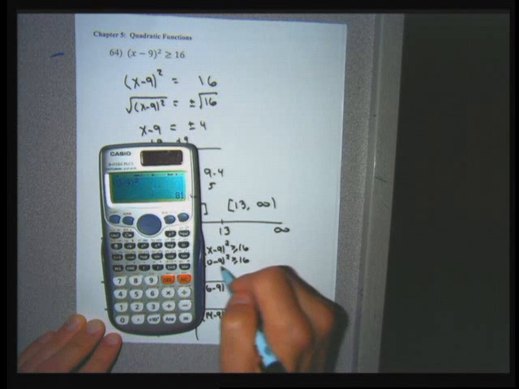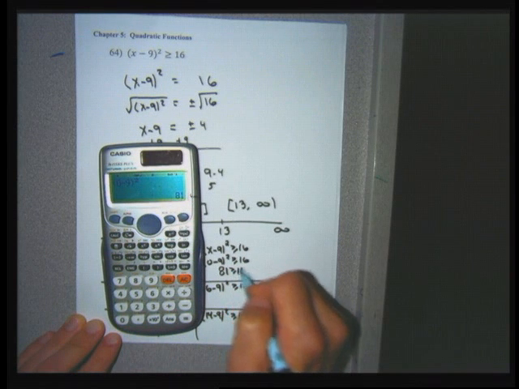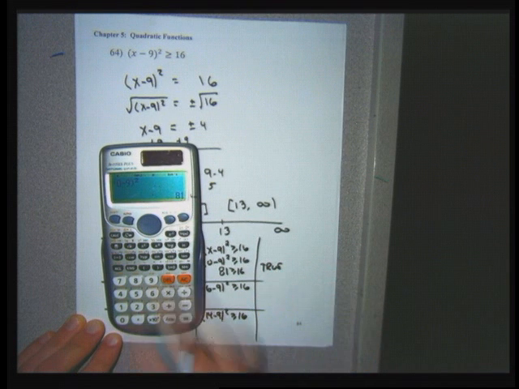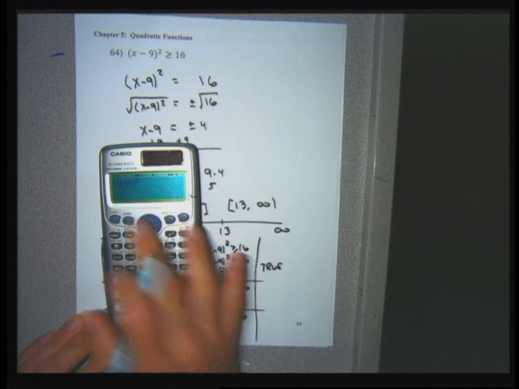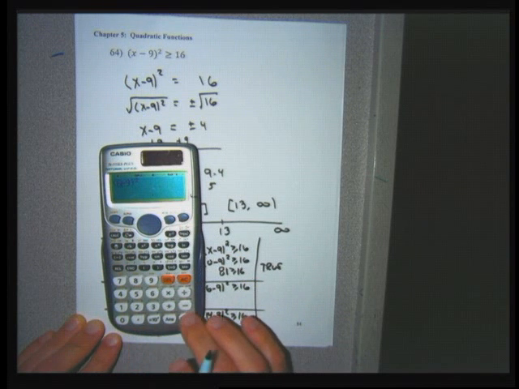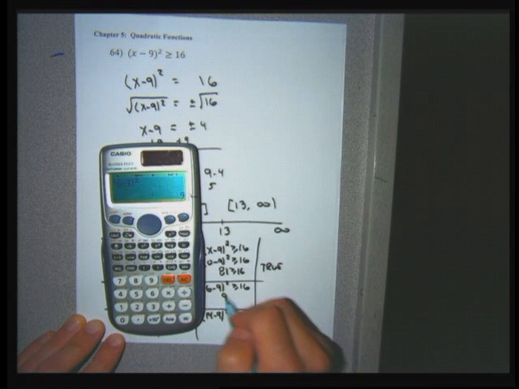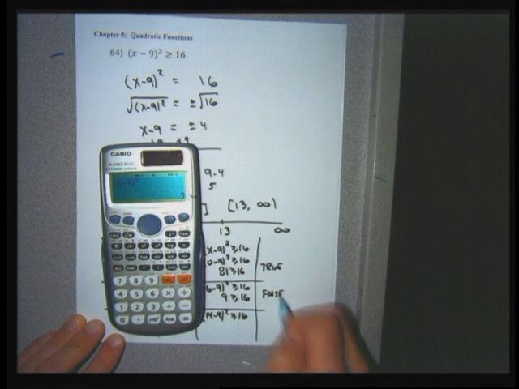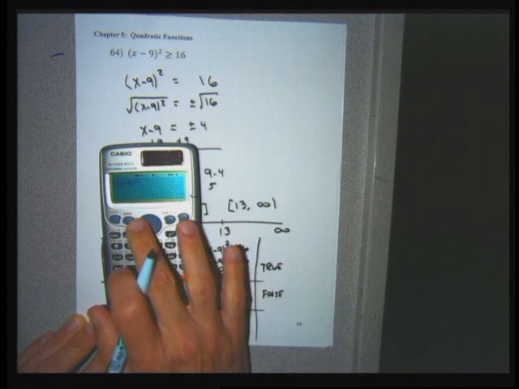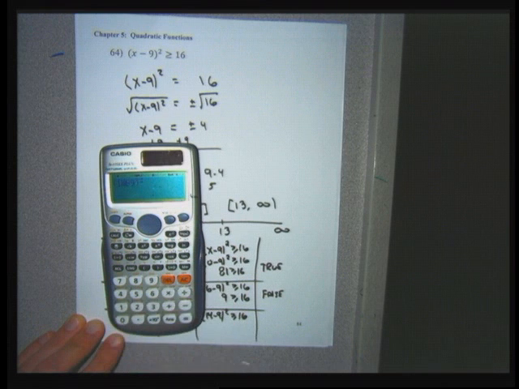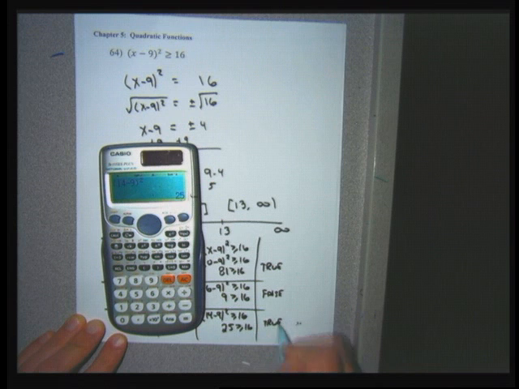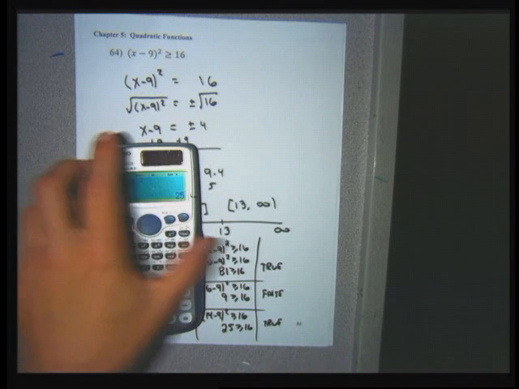That's going to give me 81 is bigger than or equal to 16. And since 81 is bigger than 16, I'm going to write true. The next one, I did 6 minus 9 squared, and you get 9 is bigger than or equal to 16, and 9 is not bigger nor equal to 16, so that's a false. And the last one, I'll delete that 14, delete the 6, change it to a 14, and get 25 is bigger than or equal to 16. And that's true. So my answer is going to be the top and the bottom interval.